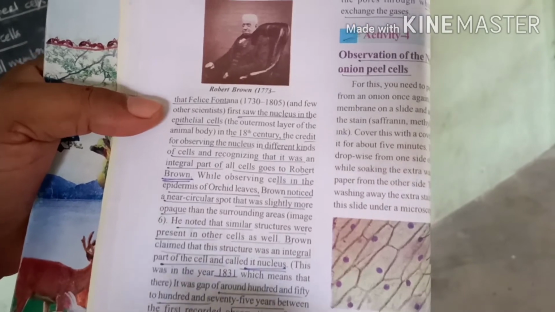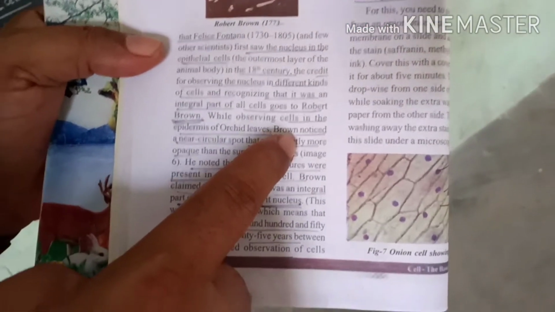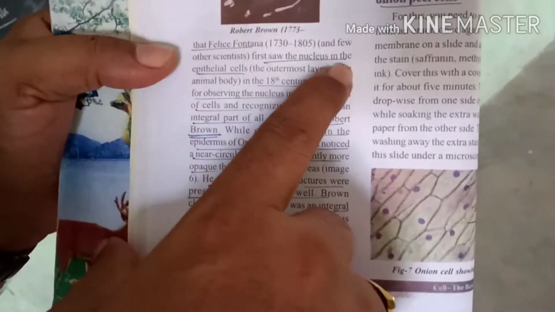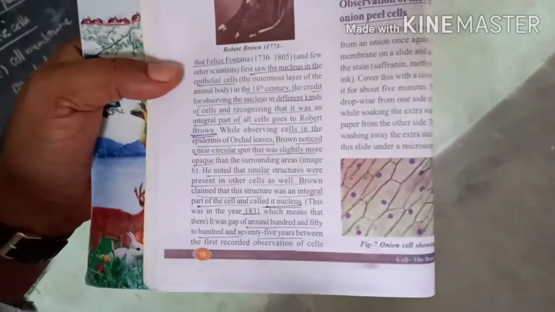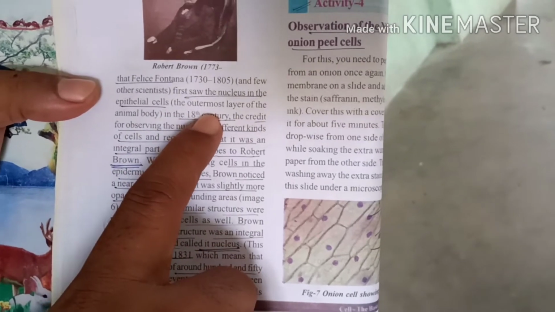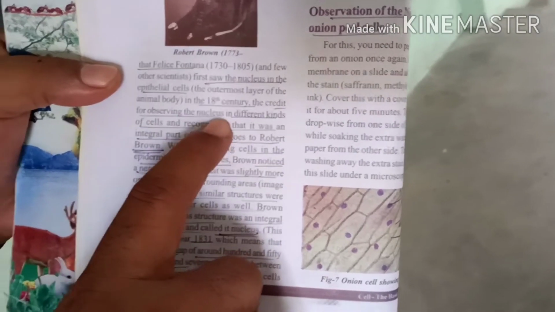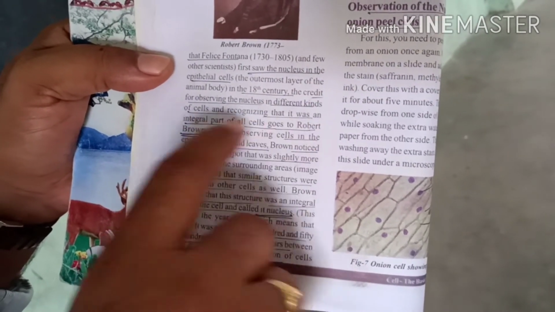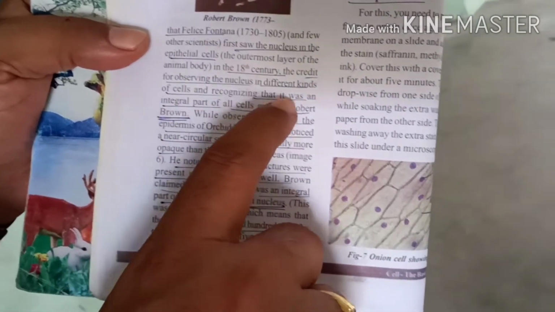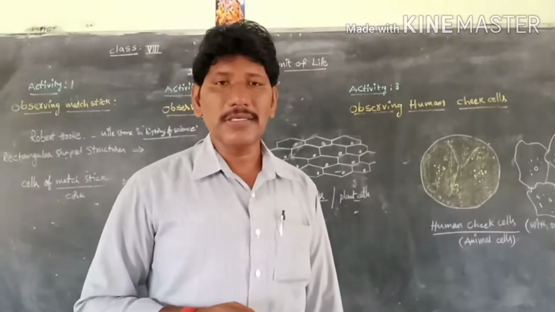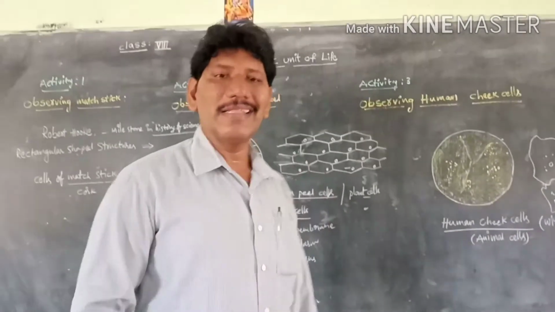He noted that a similar structure was present in other cells as well, so he gave it the name nucleus. Actually, before Robert Brown, Felix Fontana and a few other scientists first saw the nucleus in the epithelial cells. Epithelium means the outermost layer of the animal body, in the 18th century. But the credit for observing the nucleus in different kinds of cells and recognizing that it was an integral part of all cells goes to Robert Brown, around 1831.